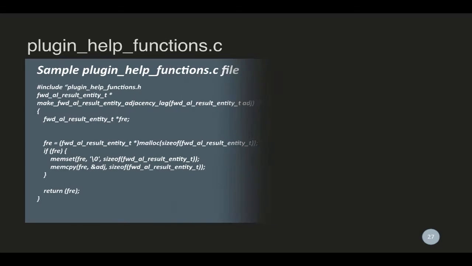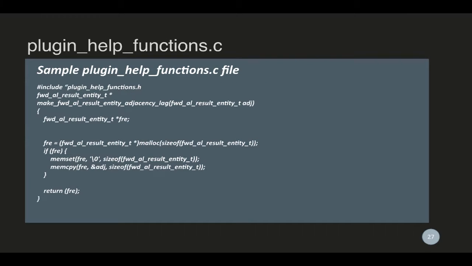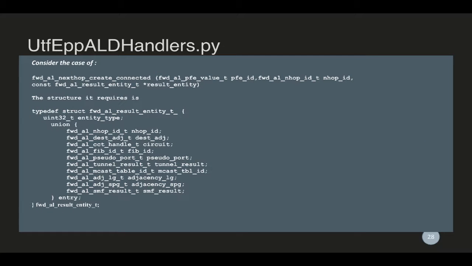Now comes defining the function. This will be more clear if I go to the next slide first. The next hop create connected actually requires three values: a PFE ID, the next hop ID, and then there is this result entity. The result entity is a data structure, as you can see below. It is a data structure that you need to pass to forward AL next hop create connected to call this API. Python doesn't understand C pointers, neither does it understand C structures.